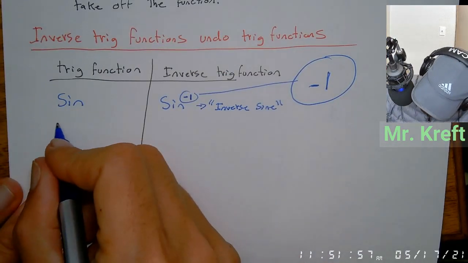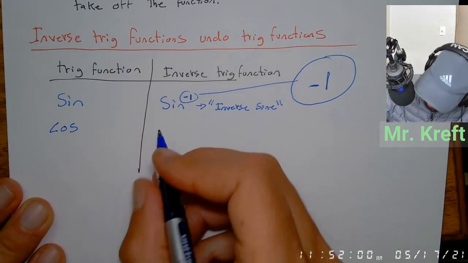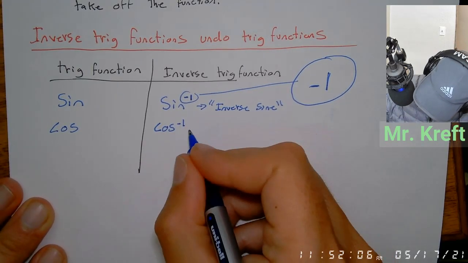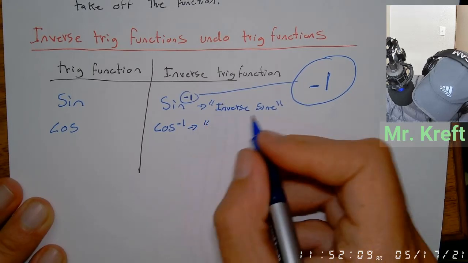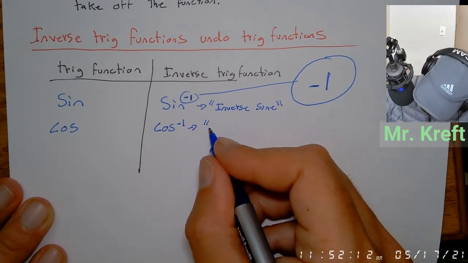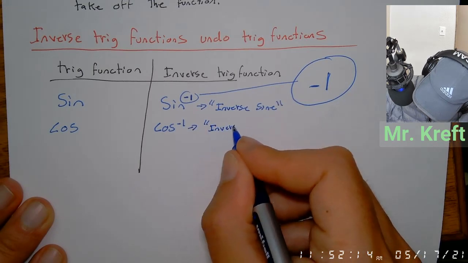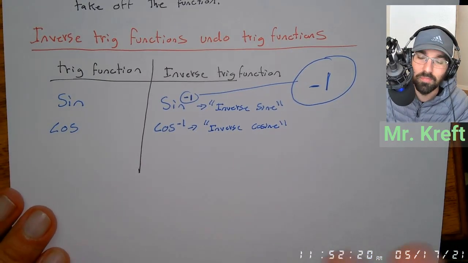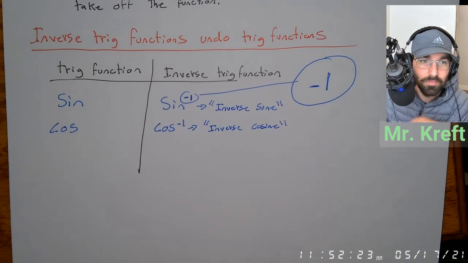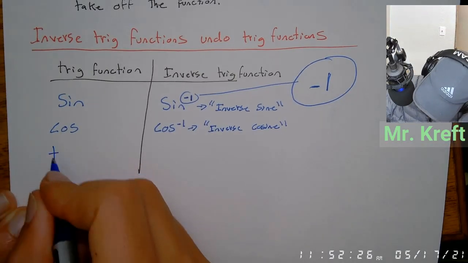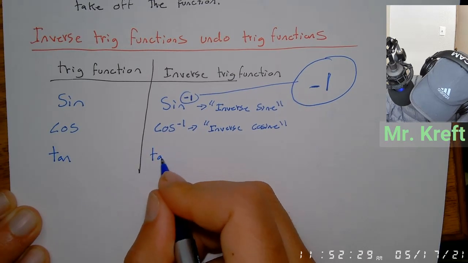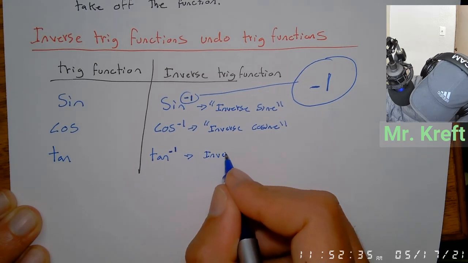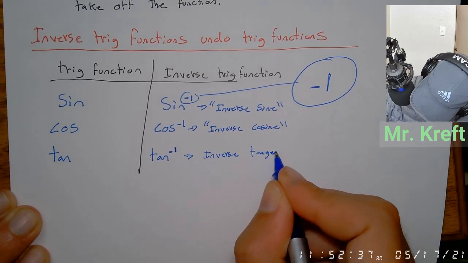Then what about cosine? Well, it's the same thing. It's cosine inverse. You could say inverse sine, or you can say sine inverse, or you can say inverse cosine, or you can say cosine inverse. Doesn't matter. Either way is fine. And then we have tangent, and as you would guess, it's just tangent and then inverse tangent.